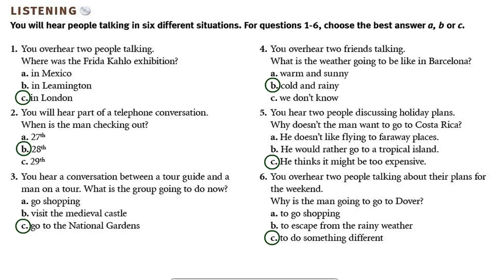6. You overhear 2 people talking about their plans for the weekend. Why is the man going to go to Dover? A. To go shopping. B. To escape from the rainy weather. C. To do something different.